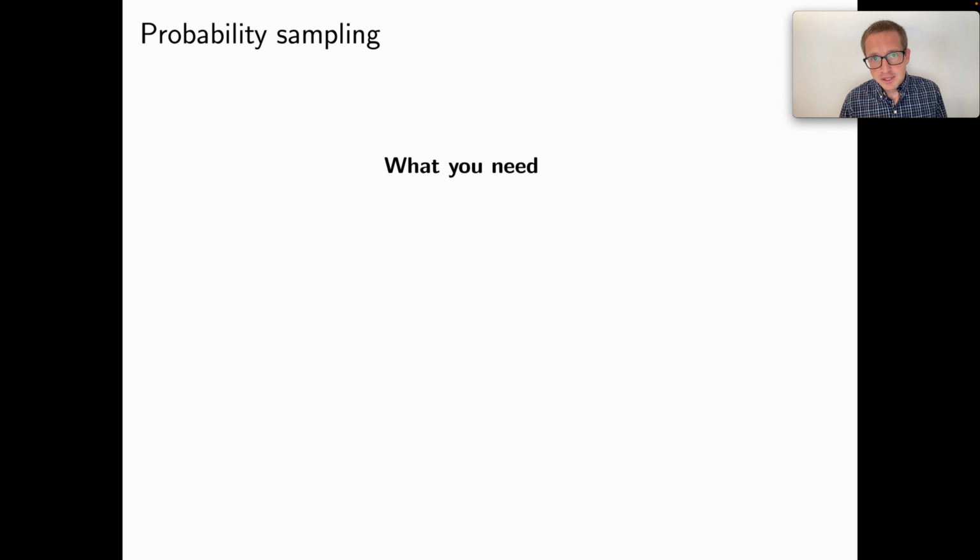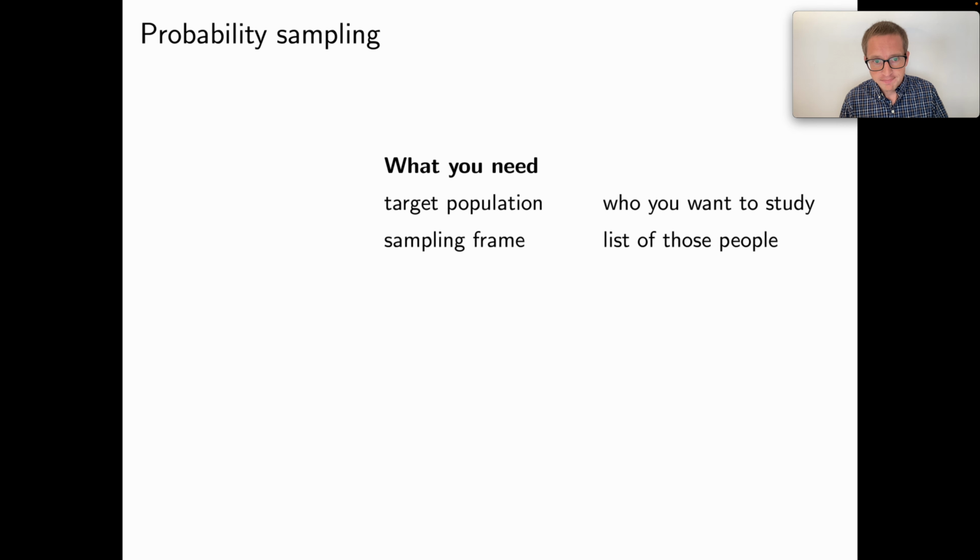So to conduct a probability sample, you need several things. You first need a target population. That's the set of people you want to study. Then you need a sampling frame. That's a list of all those people who comprise the target population. Then you need a sampling probability. So in this case, our sampling frame was people sitting in the classroom, and our sampling probability was 10% of those people selected at random.